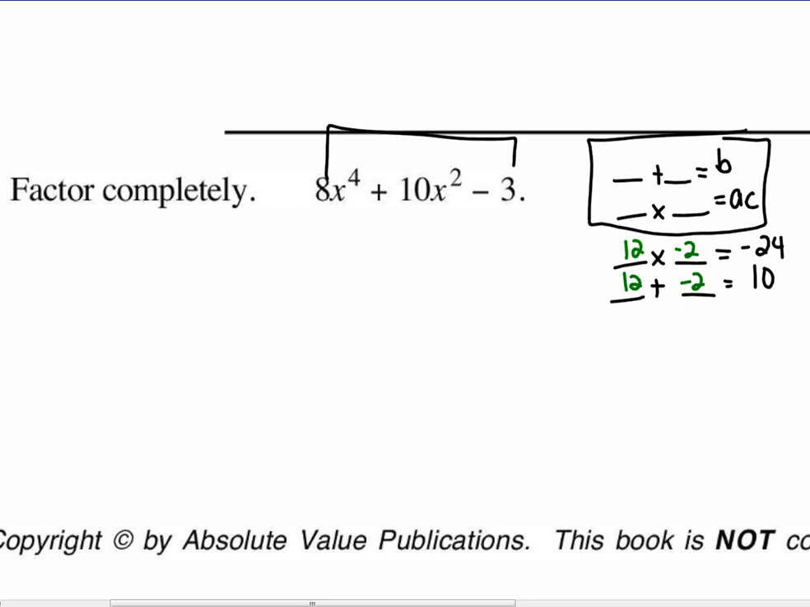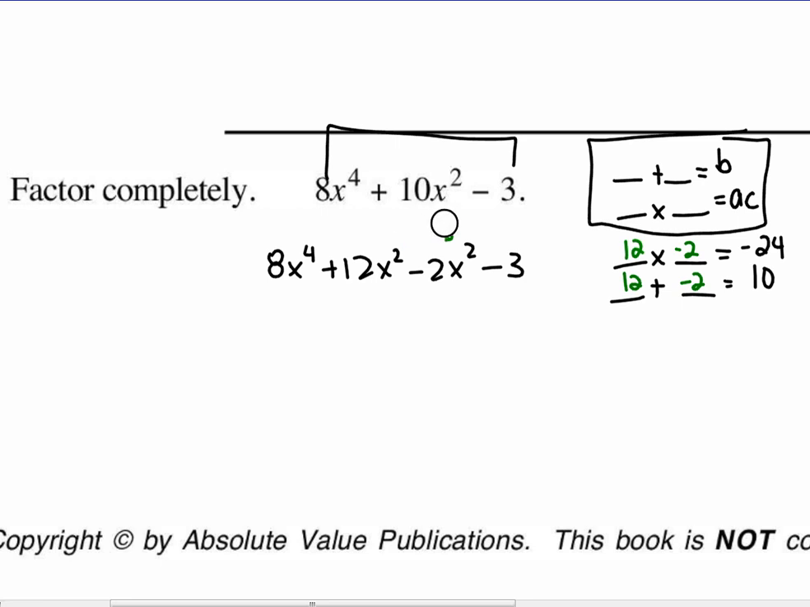So what's going to happen is you're going to break up the middle term. You're going to uncollect like terms. This is the opposite of FOIL. So this becomes 8x to the 4 plus 12x squared minus 2x squared minus 3. Do you see how it's still equal to the expression above? We did collect like terms.